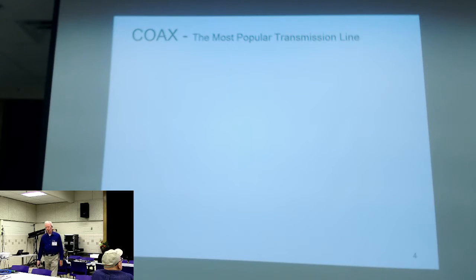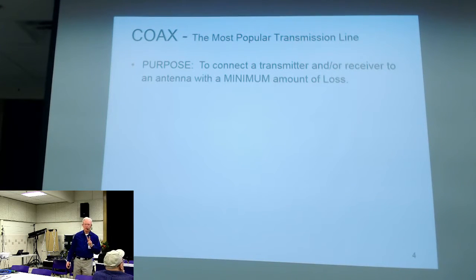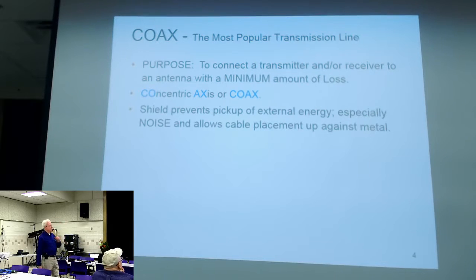Coax, as of 1938, is our most popular transmission line. I know a lot of hams do use twin lead, but coax is still the most popular. The purpose is to connect a transmitter receiver with minimum amount of loss. That's our idea, guys. You might wonder what coax stands for. It stands for concentric axis. We have a shield that prevents the pickup of external energy. Good thing about coax, you can put it right up against a metal wall, unlike twin lead.